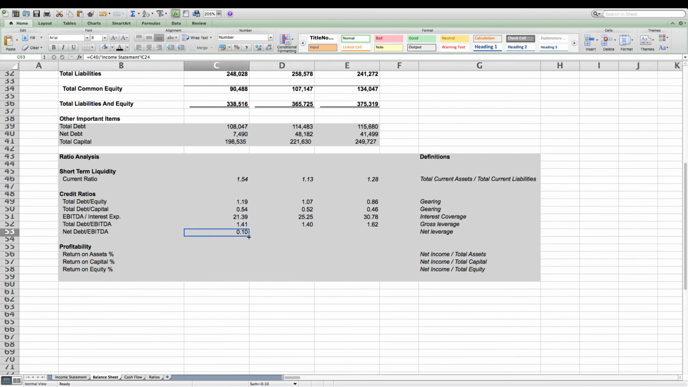And what this tells us is that, taking into account the amount of cash and marketable securities that Apple has on its balance sheet and the amount of EBITDA that it generates in a given year, Apple's lenders only need 0.1 years to actually be paid back, which is effectively a very, very short period of time. And again, a very good signal from a lender's perspective.